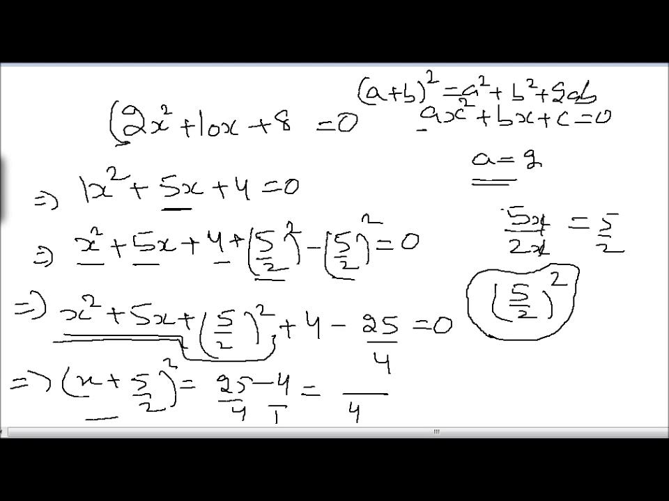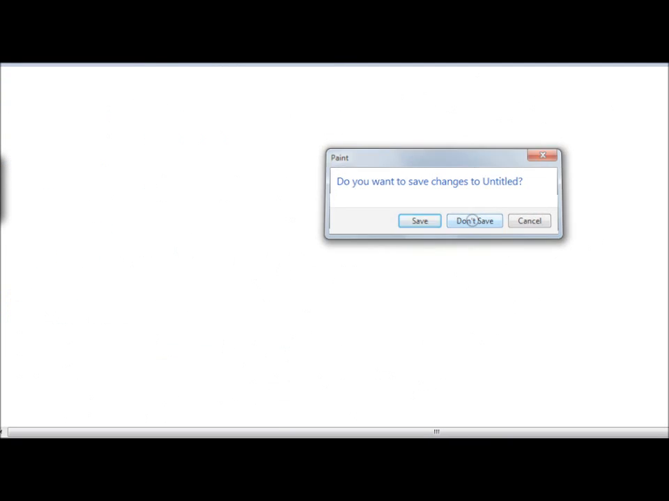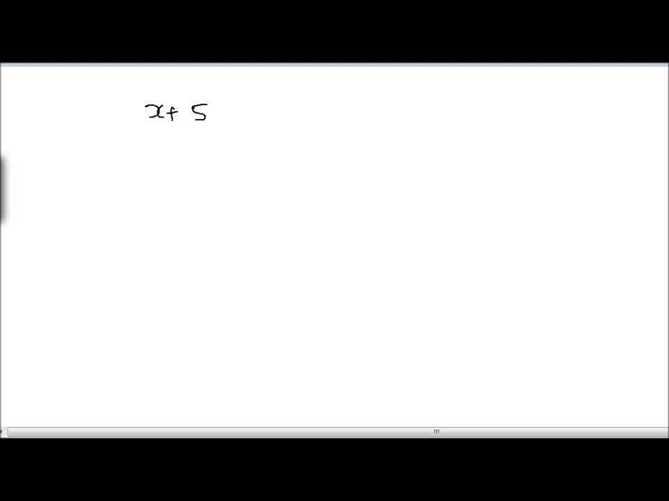We can solve this 25/4 minus 4, and it comes out to equal to (25 minus 16)/4, which is 9/4. So we have something like (x + 5/2) whole squared is equal to 9/4.